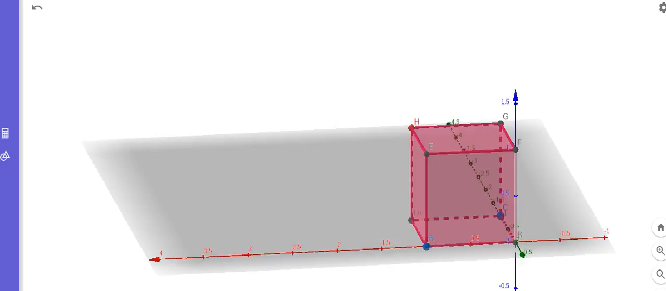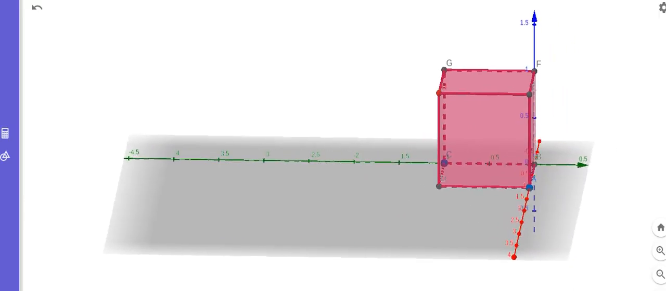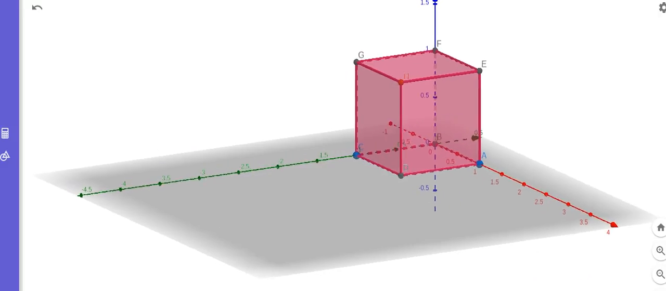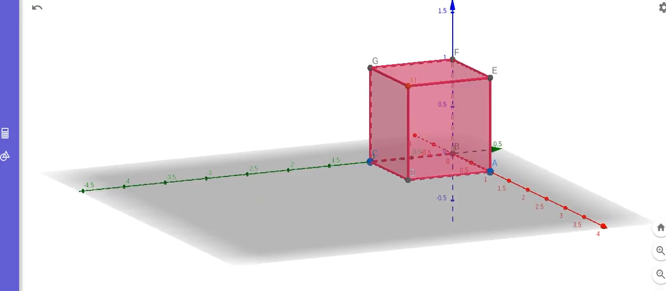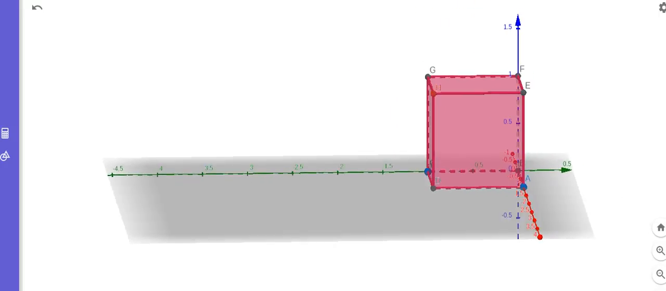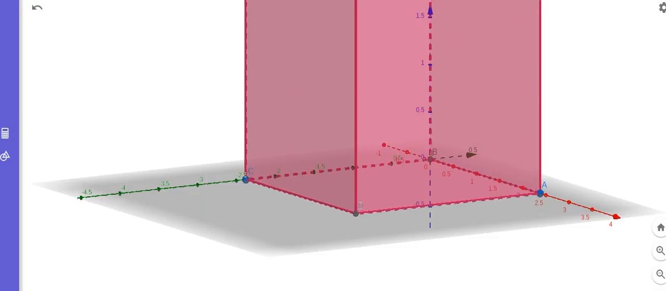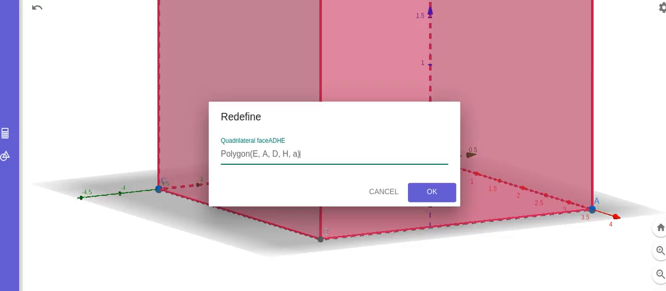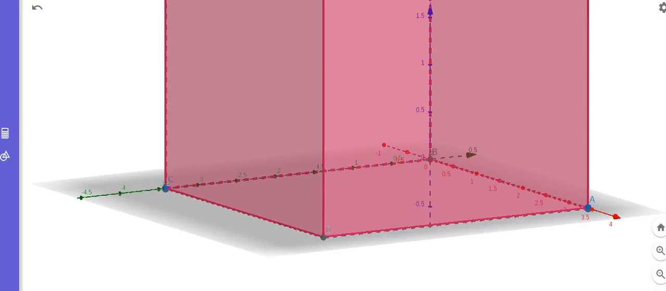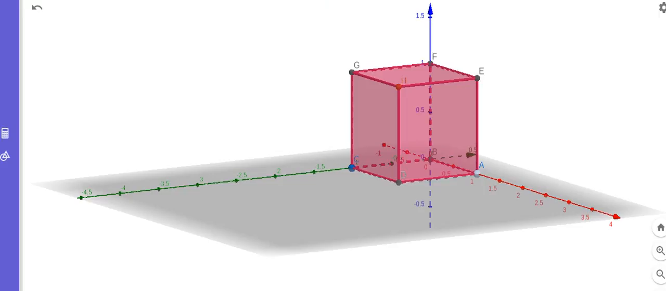Anyway, remember the red axis is the x-axis, the green is the y-axis, and the blue is the z-axis. Okay, I'll start with the surface. I don't know whether you are able to read this or not. I think I have to make my cube a little bit bigger. It is 1 unit only, but yeah, I think you can see that surface. Okay, so now let's take it back to the original position. Yeah, so this is ADHE.